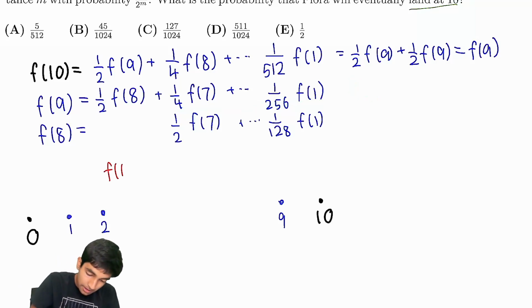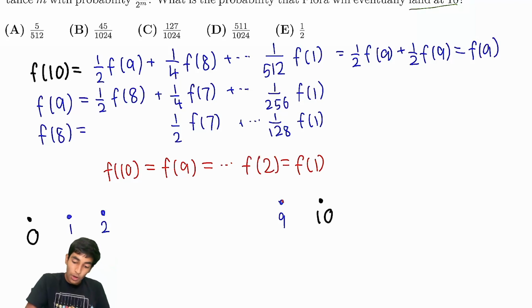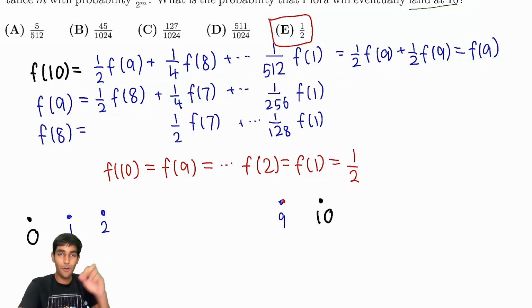We get f of 10 is f of 9, all the way until it's equal to f of 2 equals f of 1. And when you're 1 away, what's the probability of reaching 10? That is just half. So our answer is 1/2. A really clever solution using states, right? We write different states and we have some really cool algebraic manipulation, subtracting, dividing by 2, some nice cancellation, which results in a really nice solution. Hope you enjoyed this video.